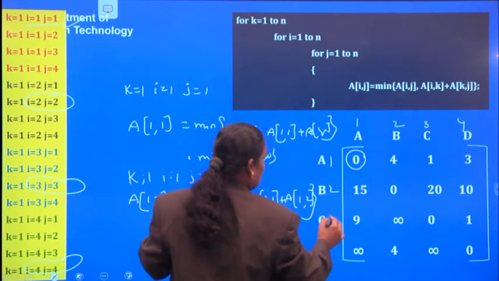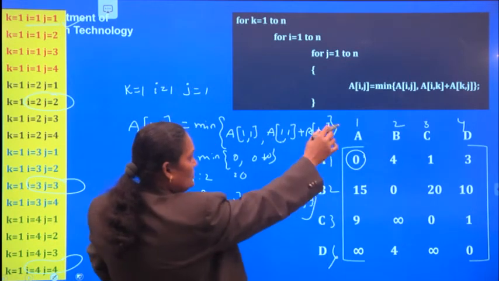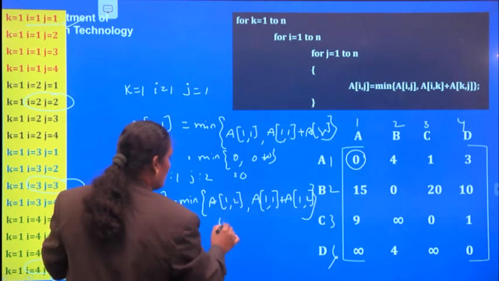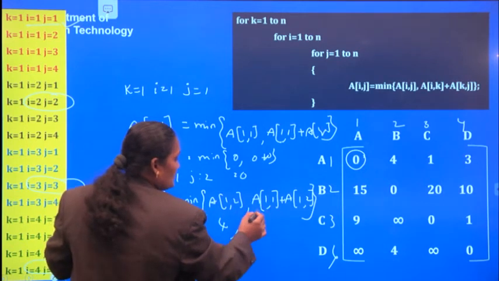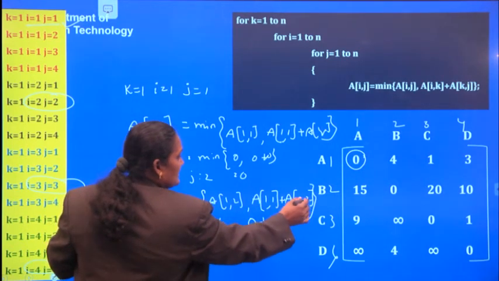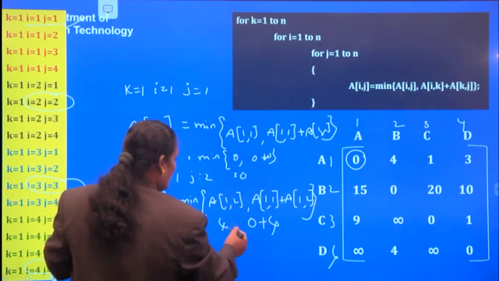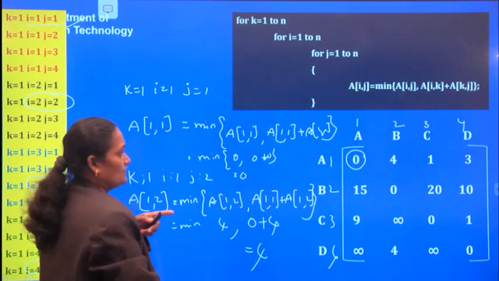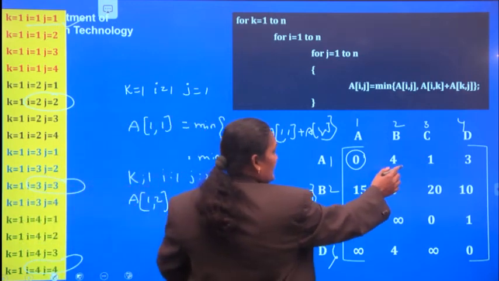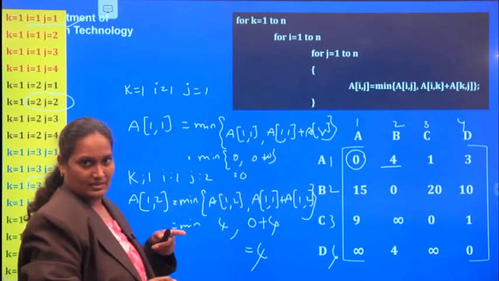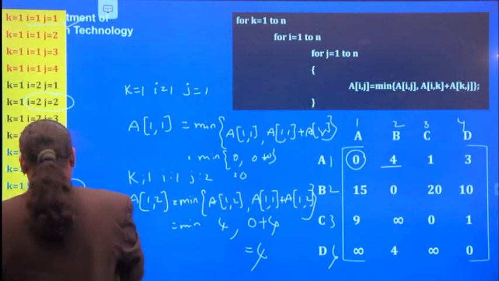This is 1, 2, 3, 4. Now 1, 2: the cost of traveling from 1 to 2 is 4. So 4, comma, the cost of 1 to 1 is 0 plus A[1][2]. 1 to 2 is again 4. Here we will get the value as 4. That is, this value is not updated. Now we will go for another case.